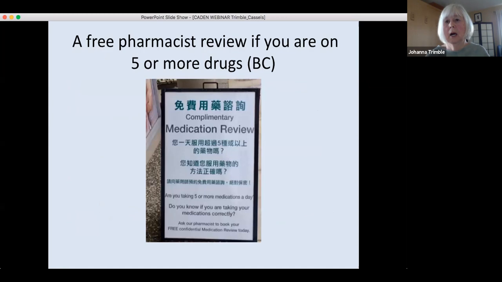I'm afraid I only know the BC scenario. In BC, you're entitled to a free pharmacist review of the drugs you're on if you're on five or more drugs. So I happened to be walking around 41st and Canby and saw this sign outside of a pharmacy just around Christmas time and took a picture of it. So pharmacies do offer this service. Sometimes it will be predicated on whether they have the actual staff to do the review. If it's just pharmacy techs on duty, they may not be able to do it or you may have to come back for it.